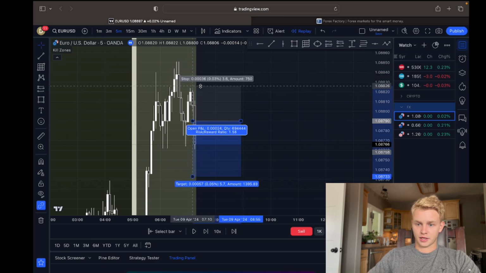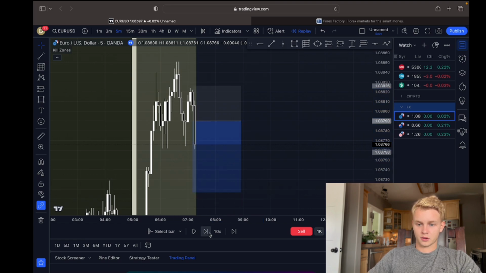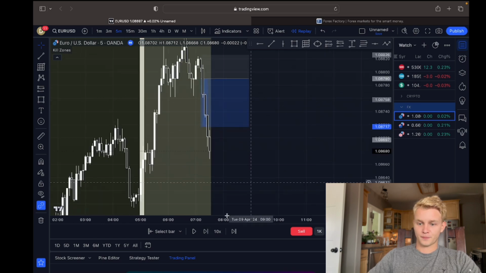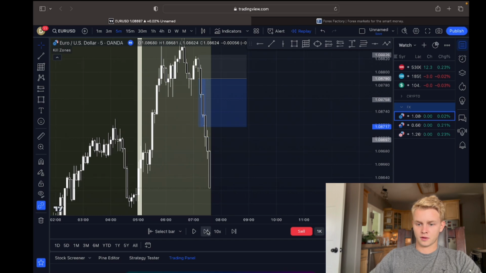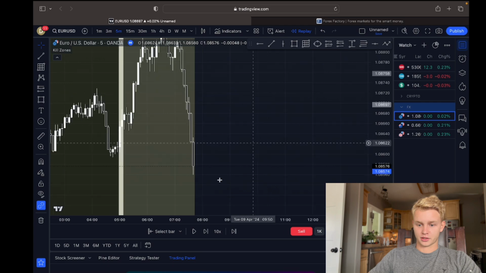Stop above the high here and take profit 2, or 1 to 2, my bad. And it looks like we just went down and ripped it out. I'd still consider this until we take out this low, which we did. So this would be no more. And price just actually rips down.